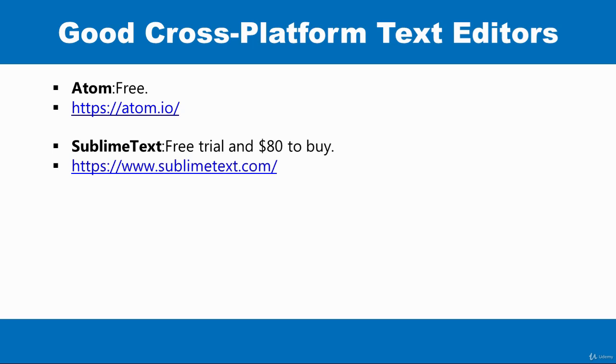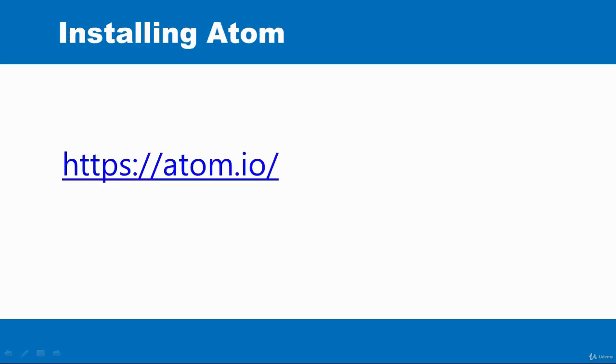sublimetext.com. Another good text editor, which is also free, is called Brackets. It can be downloaded from brackets.io. Let's install the Atom text editor by heading over to their website, which is atom.io.